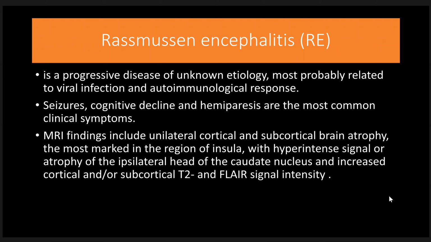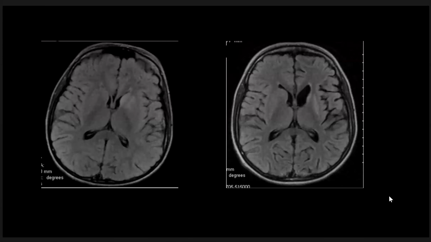The most marked changes are in the region of the insula with hypersignal intensity or atrophy of the ipsilateral head of the caudate nucleus and increased cortical, with or without subcortical, T2 and FLAIR signal intensity.